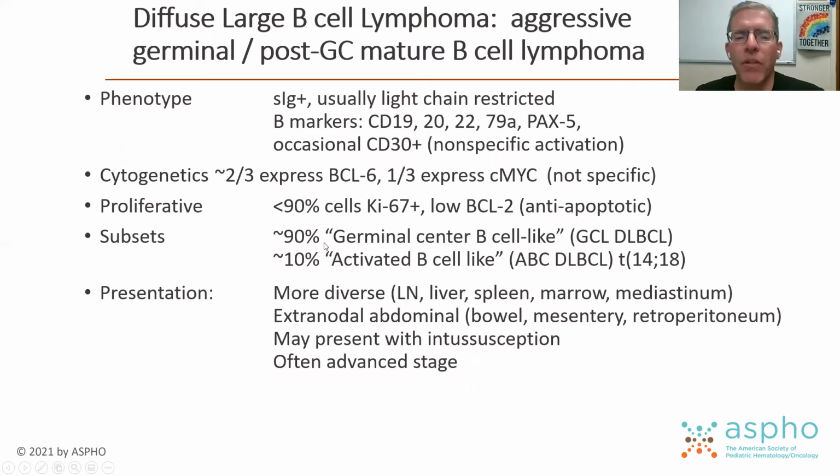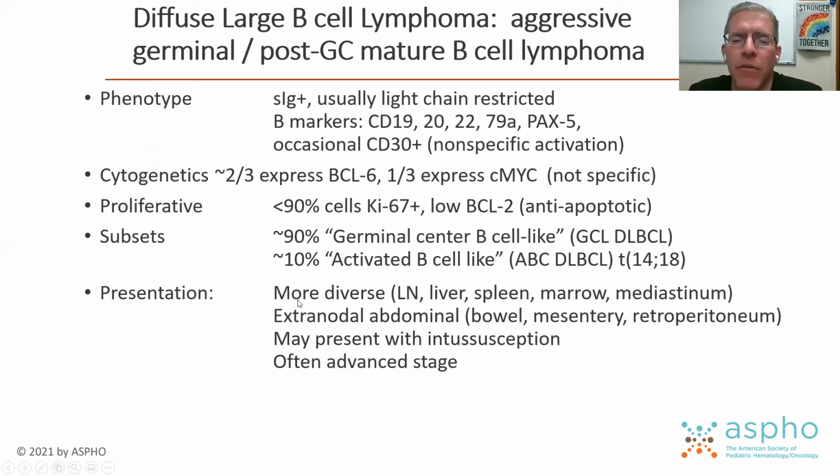In pediatrics, most of them are the germinal center B-cell-like, so germinal center-like diffuse large B-cell lymphoma. About 10% are the ABC type, the activated B-cell type, with a T14-18 translocation. The ABC type is more common in adults and has a worse prognosis. The way I try to remember it is adults already know their ABCs, pediatric patients don't. Trying.